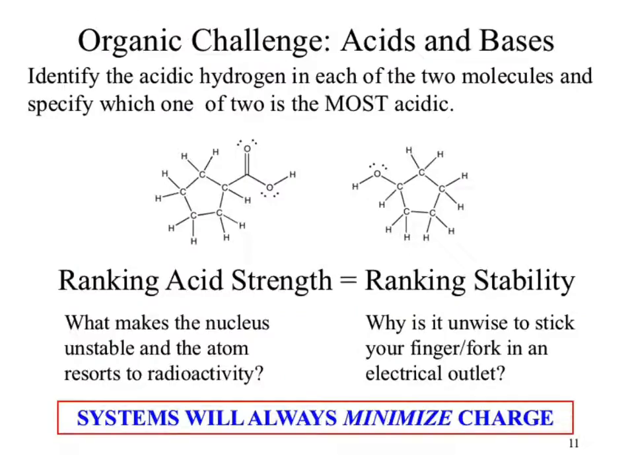Okay? So here we go. Here's a little challenge for you. Identify the acidic hydrogen. So look at each of those compounds. Identify the most acidic hydrogen in each of those two molecules, and then compare those two structures. Which of those structures is most acidic?